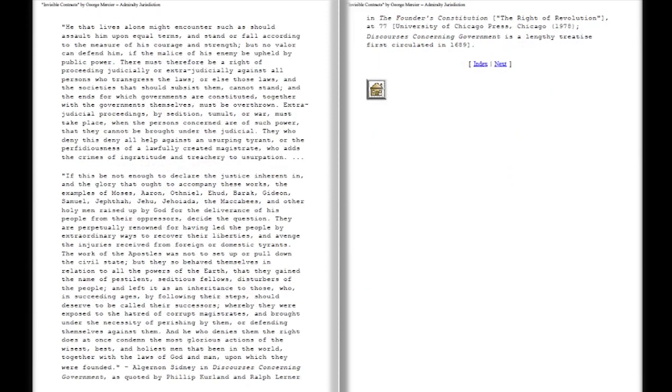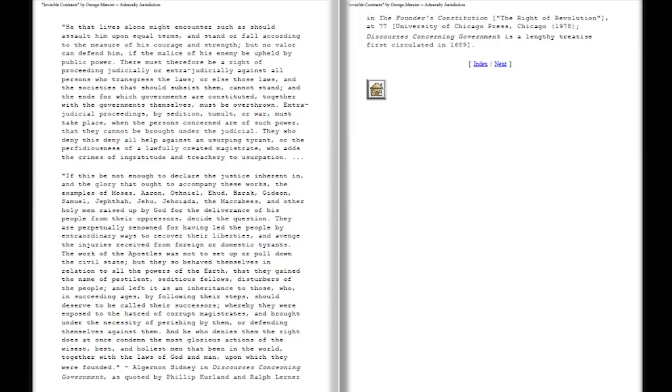He that lives alone might encounter such as should assault him upon equal terms, and stand or fall according to the measure of his courage and strength, but no valor can defend him, if the malice of his enemy be upheld by public power. There must therefore be a right of proceeding judicially or extrajudicially against all persons who transgress the laws, or else those laws, and the societies that should subsist by them, cannot stand, and the ends for which governments are constituted, together with the governments themselves, must be overthrown. Extrajudicial proceedings, by sedition, tumult, or war, must take place, when the persons concerned are of such power that they cannot be brought under the judicial.